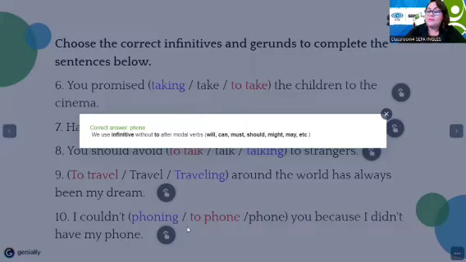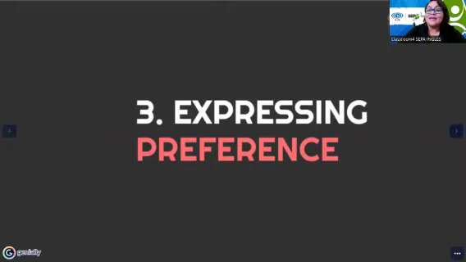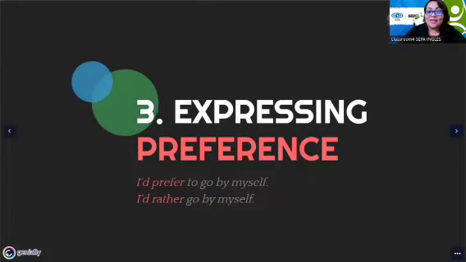Remember, the modal verbs are different. They don't use to in any structure. Will, can, must, should, might, may, etc. All of them don't use to because we are talking about modal verbs. This is something that you have to take note of: the list of verbs that are not used with the to infinitive because they are modal verbs. Okay? So let's go and see another step, expressing preference.